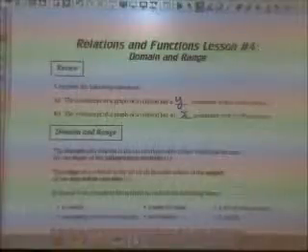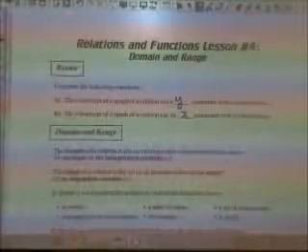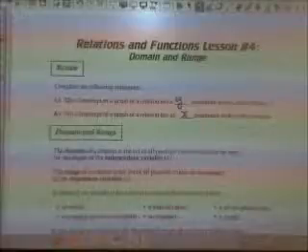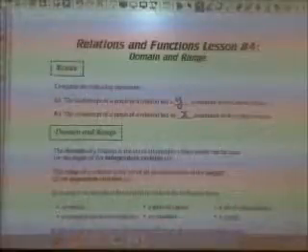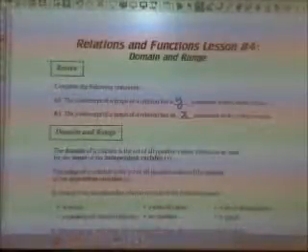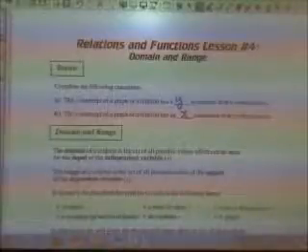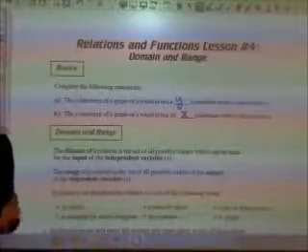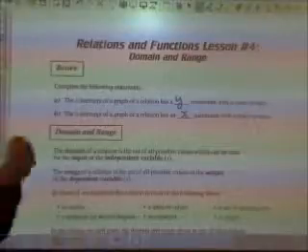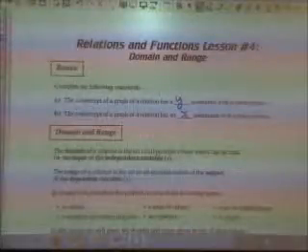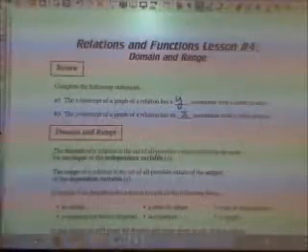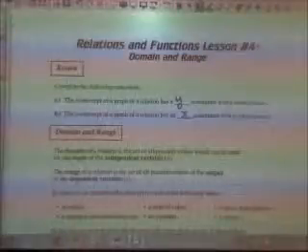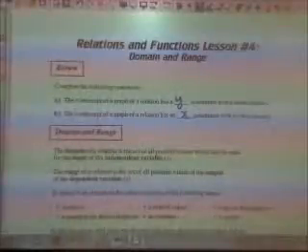From statistics, from math that you've done in junior high, what does range mean? If I ask you to give me a range of numbers, how far something is. So when you were doing statistics and you were finding the mean of a set of numbers, the range would be from the low number to the high number. Well, domain and range mean the same thing, only now we're looking at the graph it represents.